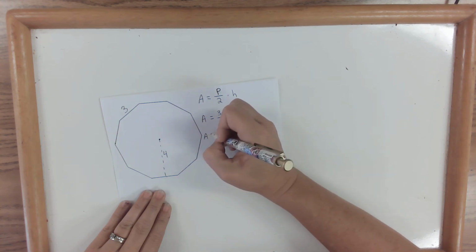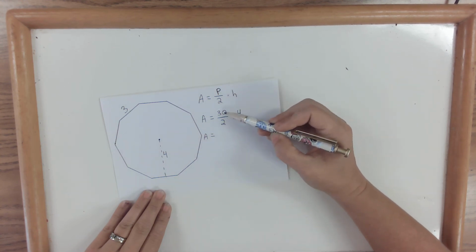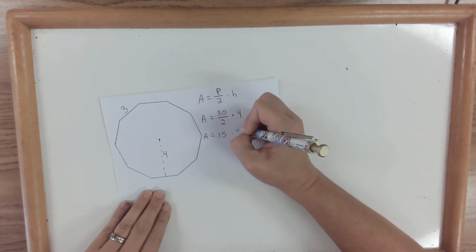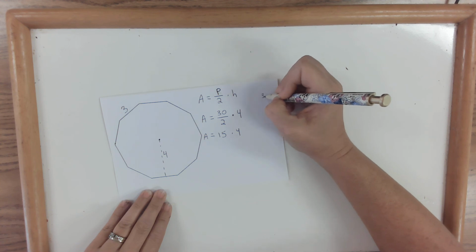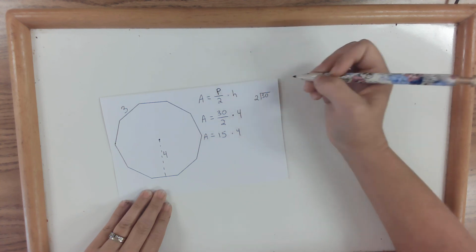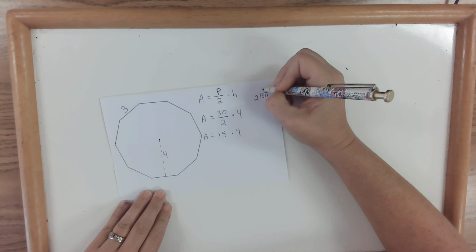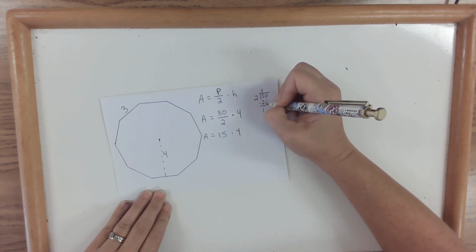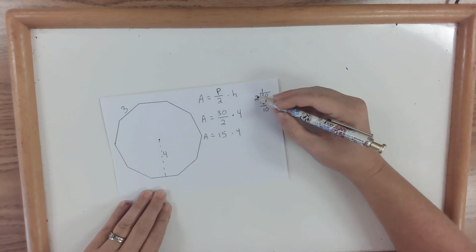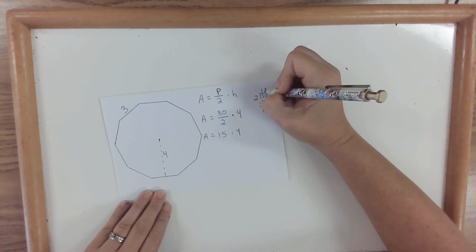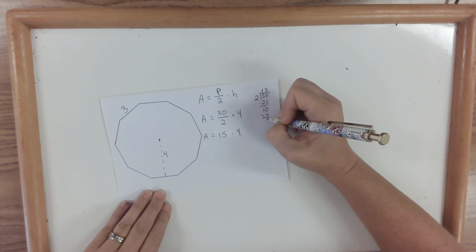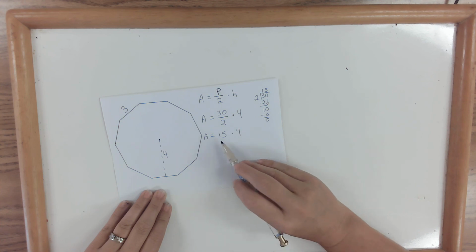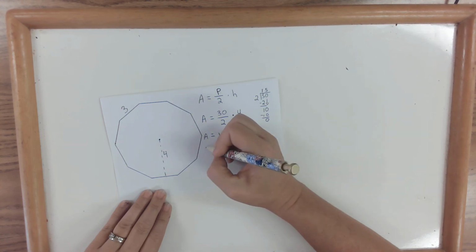Next step is what is half of 30? I know that's 15. However, if you didn't, you could just divide by 2 on the side. 2 fits into 3 one time. Bring down my 0, and 2 fits into 10 5 times with no remainders, and I would get the same answer there and there. And now we just have to do 15 times 4.